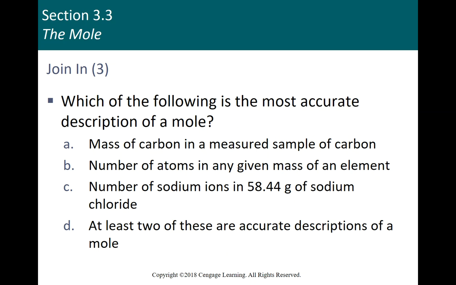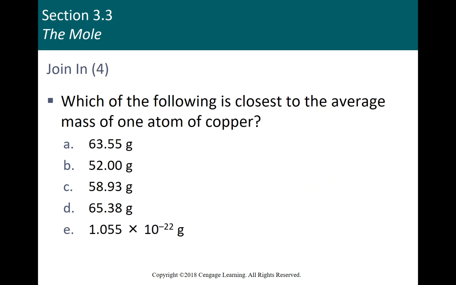And then on C, the number of sodium ions in 58.44 grams of sodium chloride. One of the things we haven't talked about yet is the molar mass of compounds, but if you calculate the molar mass of sodium chloride, you're going to find that it's 58.44. And each formula unit of sodium chloride is going to have 1 sodium ion. And so since this is a mole of sodium chloride, that's also going to be the correct answer. So your correct answer on this one's C. Again, they jumped concepts on you in that particular question.